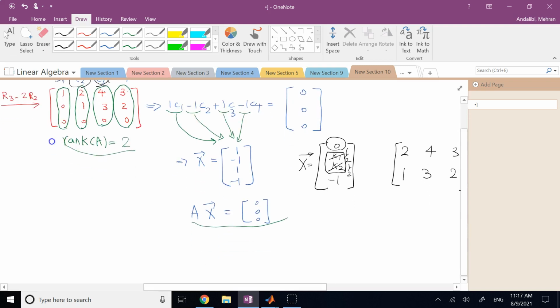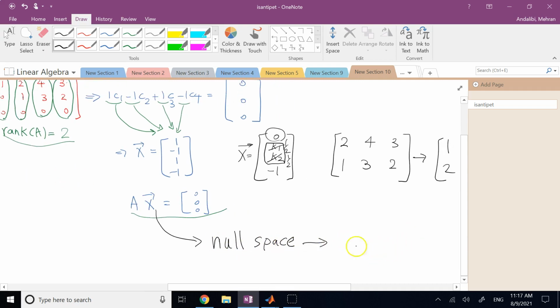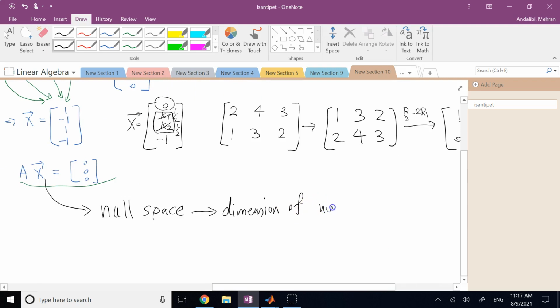So when I look at my null space, the space formed by vector X, this null space has only 2 elements in it that I can freely choose. And so if we want to talk about the dimension of this null space, which by the way we call the nullity of A, that is equal to 2, the number of these 2 parameters I can freely choose.